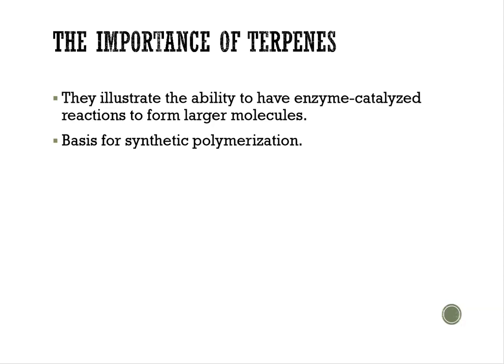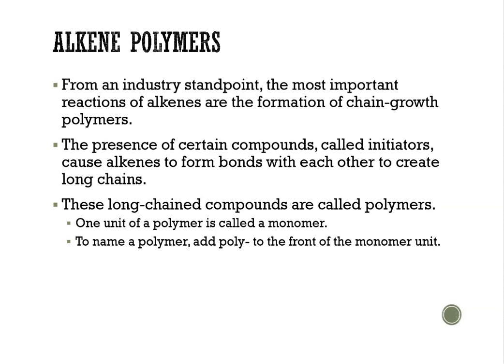Okay, excuse me. All right, so let's talk about polymers. The most important reactions of alkenes are the formation of what are called chain-growth polymers. In the presence of certain compounds that we're just going to call initiators, we're not going to get into the actual mechanisms of what the initiators do and how they make it work. What happens is when you put these alkenes together, they form long chains of repeating alkene units.